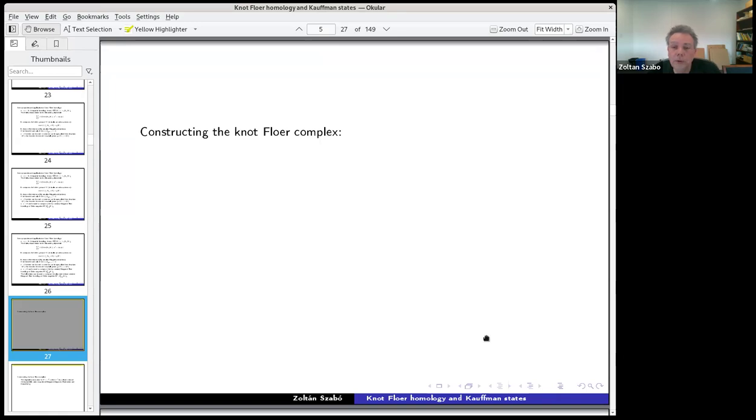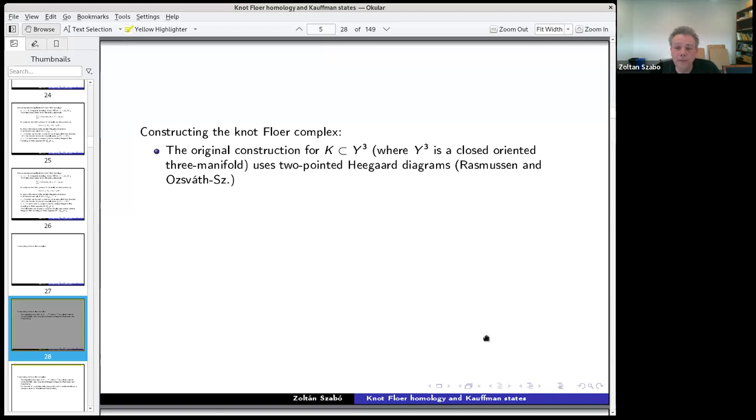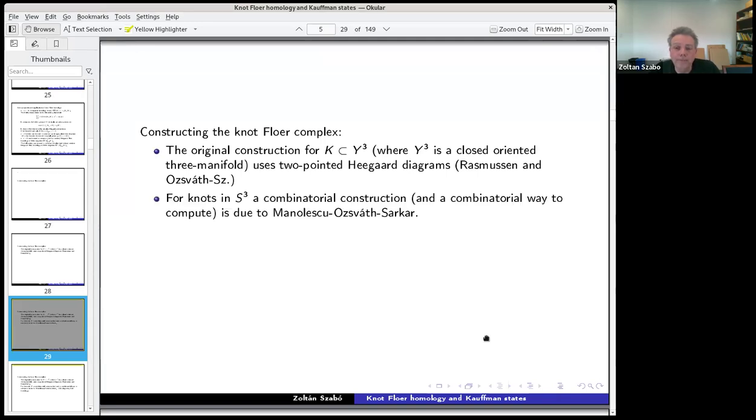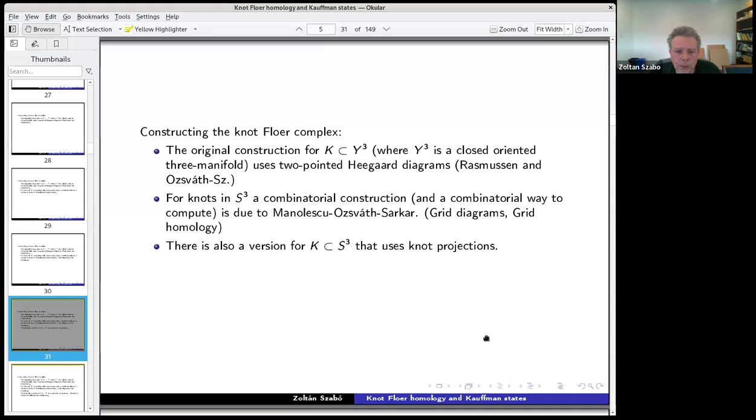But how to really do this in practice, and what is really the construction? By now there are different ways to do this. The original construction uses just two-pointed Heegaard diagrams, which I will explain. But there are other approaches that have been discovered since then, and if your knot is not too large, in practice you can use a different combinatorial construction due to Manolescu, Ozsváth, and Sarkar, called grid homology and grid diagrams, which is a really nice combinatorial approach.